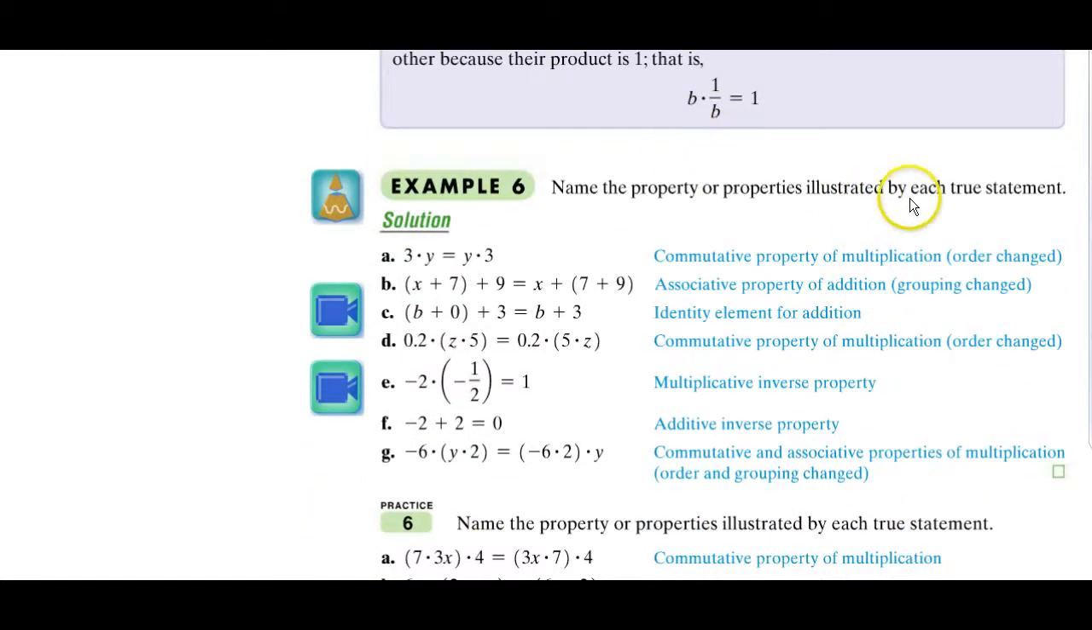Name the property here. And again, you're going to have to take some notes on this so that you can remember and practice so that when you get it on a test, you're familiar with it. So here we're just changing the order. Commutative of multiplication. Here the order is exactly the same, but we're grouping them differently. This is the associative property. Here we're adding 0 to a number or a letter here. That's the identity of addition.